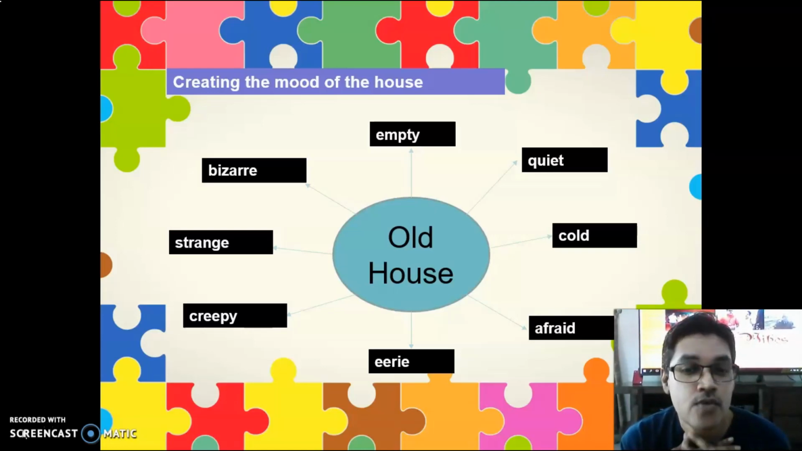So how do you feel? You will definitely feel afraid. You would feel eerie. The house would look creepy, or strange, or bizarre, and empty, quiet, or cold. So these are some ideas, some words that you can use to create the mood of an old deserted house, which I have shown here. As I said earlier, these are just some ideas which you can extend into more interesting phrases or words, so that your essay will look interesting.